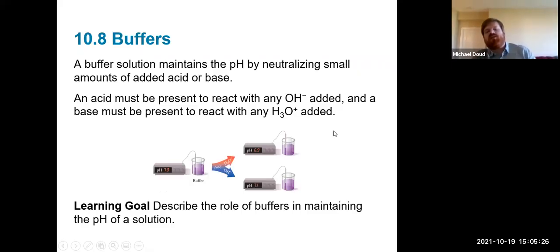Oh yeah, the final section here. Sorry, I almost forgot. There's one final section, which is about buffers. And we're just going to define buffers here. We're not going to talk in too much depth on them. But basically, the idea of a buffer is that if you have a system where you have an acid that's present to neutralize hydroxide that's added, and you have a base that's present to neutralize acid that's added, then you have a system that keeps your pH within a very narrow range.